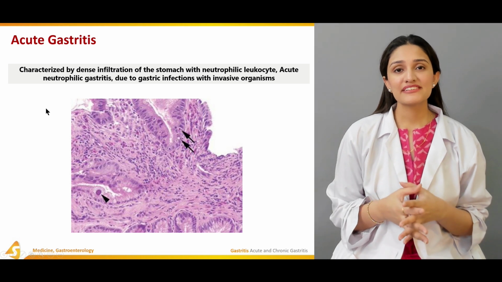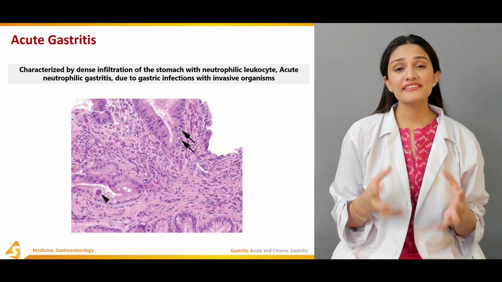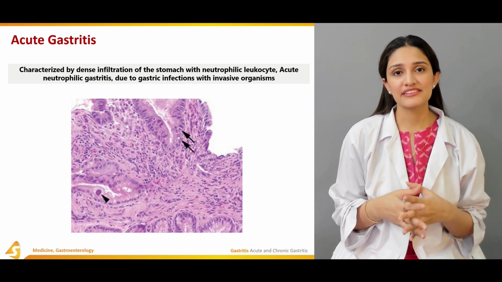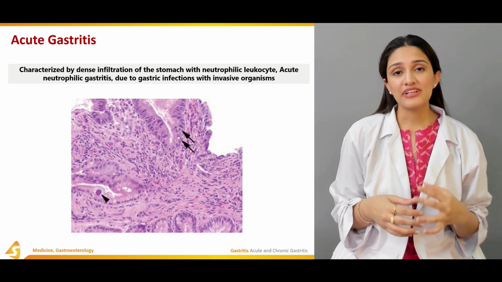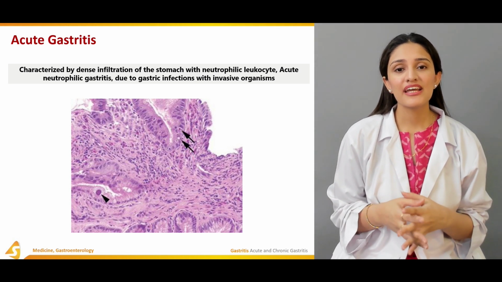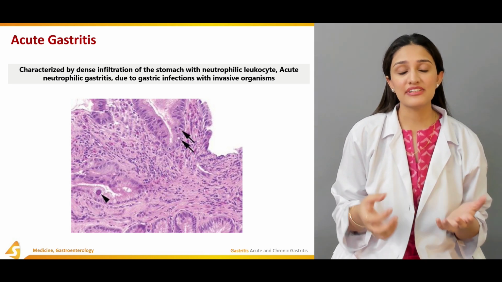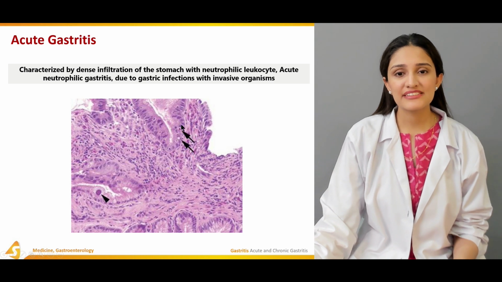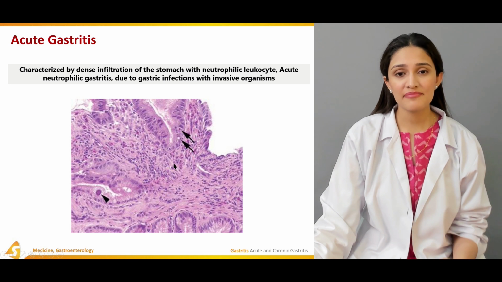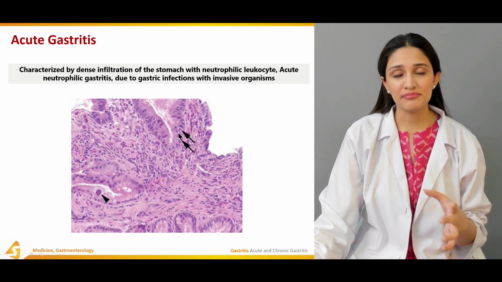So acute gastritis is the sudden inflammation of the lining of the stomach. It is usually rare and it is characterized by dense infiltration of the stomach with neutrophilic leukocytes. So it is also known as acute neutrophilic gastritis due to the infiltration of specifically neutrophils, and it is usually occurring due to gastric infections and invasive organisms. In this histological picture of the stomach lining, we can see gastric ulcers and erosions that can be seen microscopically.